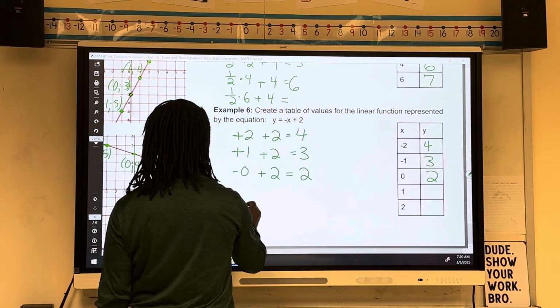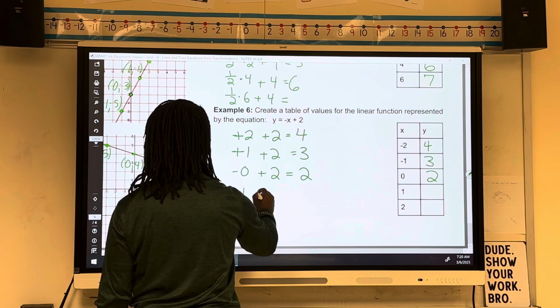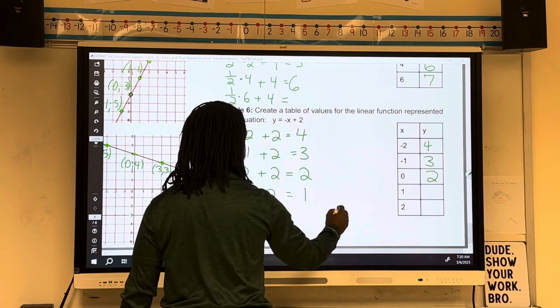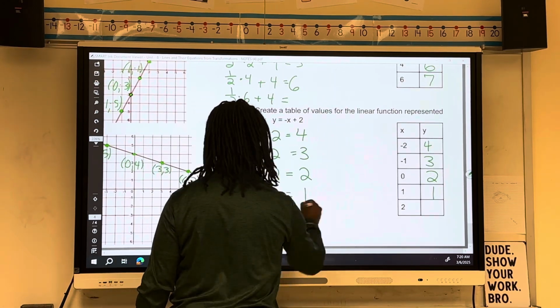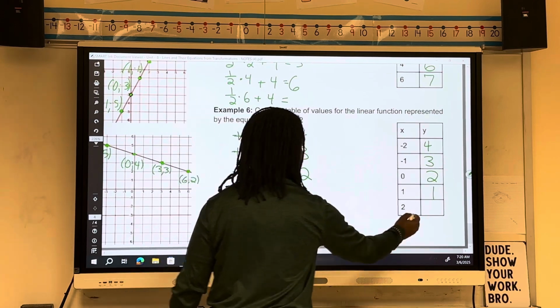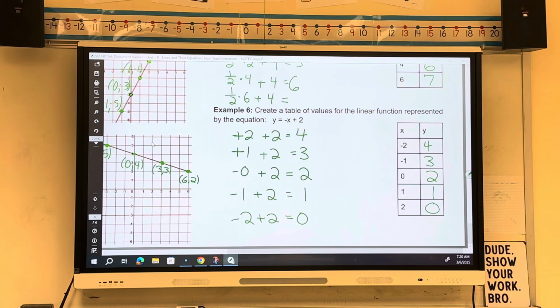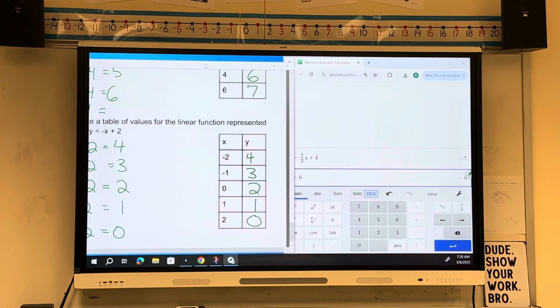Then we got negative, I'm going to put in the 1 for the x, plus 2, and that's going to give me 1. And then we got -2 plus 2, and that's going to give me 0. And then let's just take a look at it in Desmos really quickly.